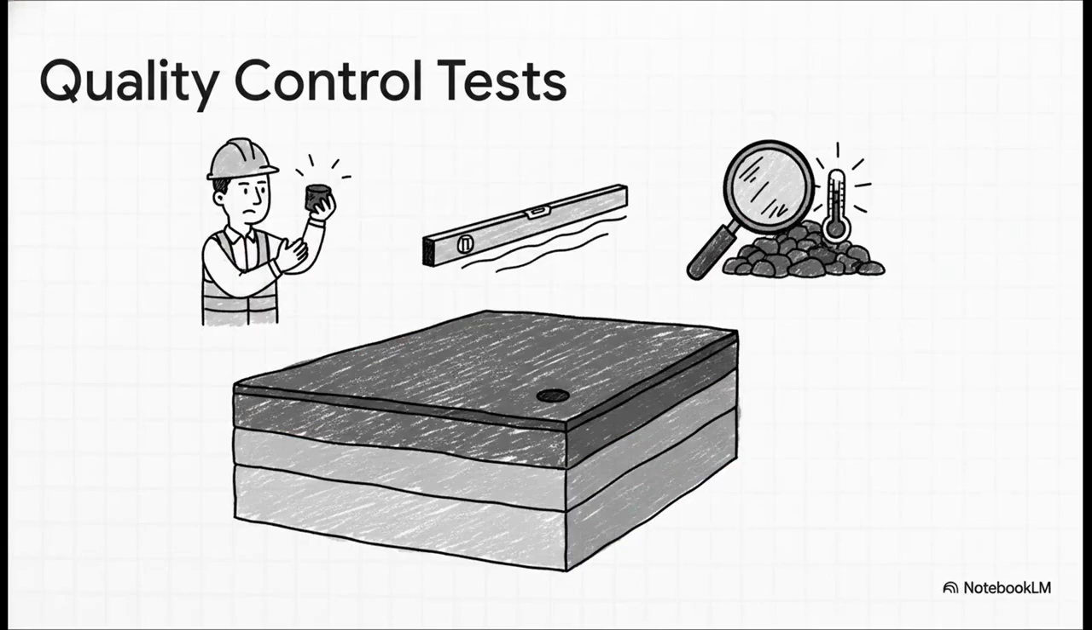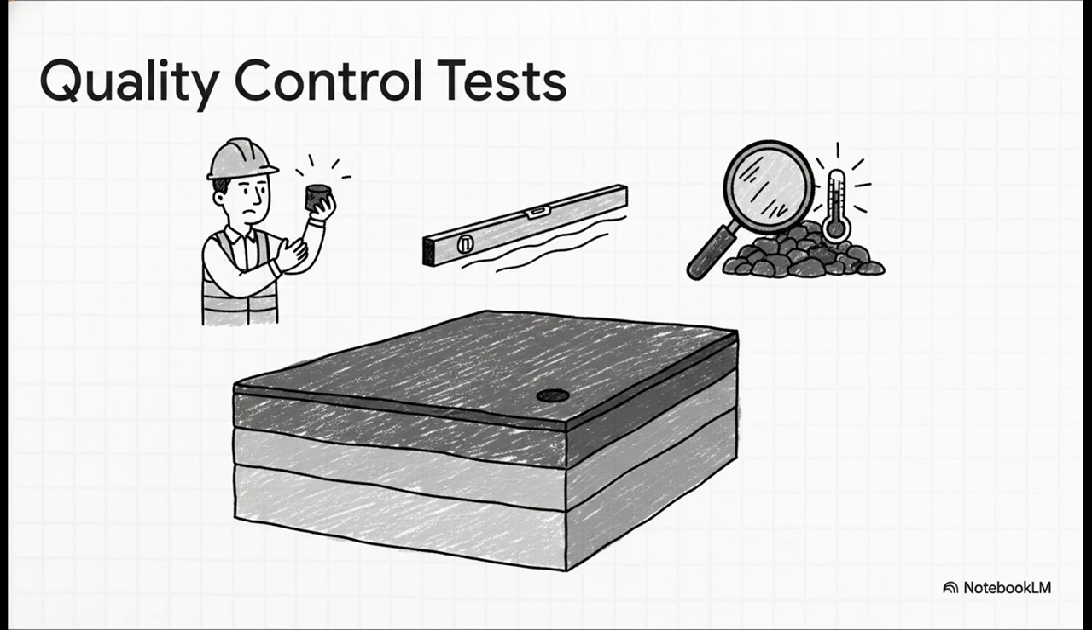And we definitely don't just guess if we got it right. Before a single car is allowed on this road, it goes through a rigorous final testing phase. Engineers conduct core density tests, they verify the exact thickness, they check for surface evenness, and they even verify the specific bitumen content in the mix.